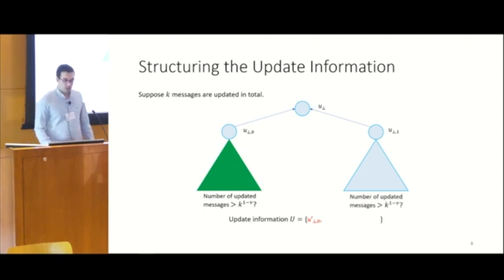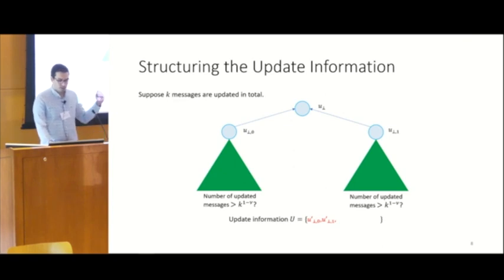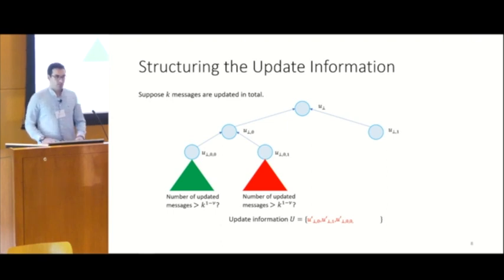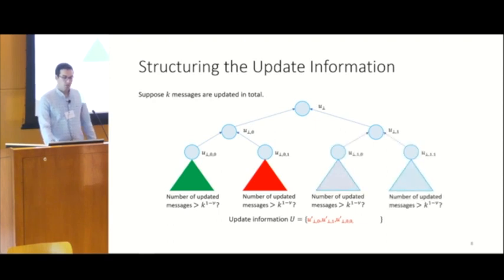And it does the same for the right child. It asks, is the number of updated messages greater than k to the 1 minus nu? The answer is again yes, so it includes the new value of this inner node that is higher up in the tree as part of the update information, and it recurses there as well. So we continue. We look at now the left and the right children of the left child of the root, right? So under this left child, there is again more than k to the 1 minus nu updated messages. However, on this right child, there is not more than k to the 1 minus nu updated messages. So we do not include it as part of the update information, and we do not recurse anymore. The algorithm basically stops there. And the same goes on for the right child.